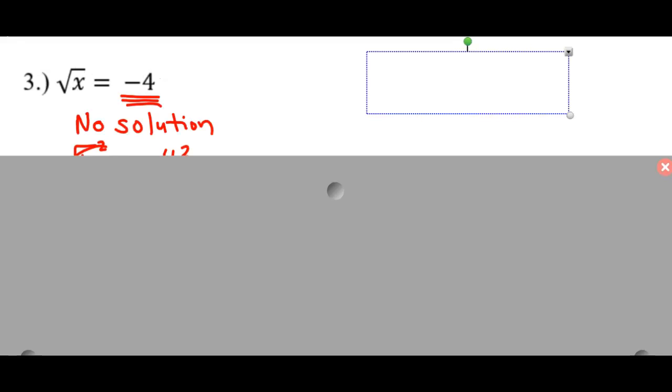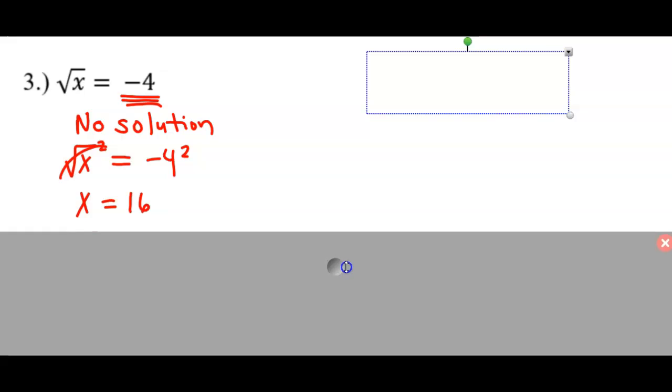Okay, let's look at this problem. The square root of x equals -4. What is something that we've learned in the past? Can we have a square root equal to any negative number? Nope. So it's fantastic. It's no solution. We don't have to do anything. We could check our answer if we wanted to.